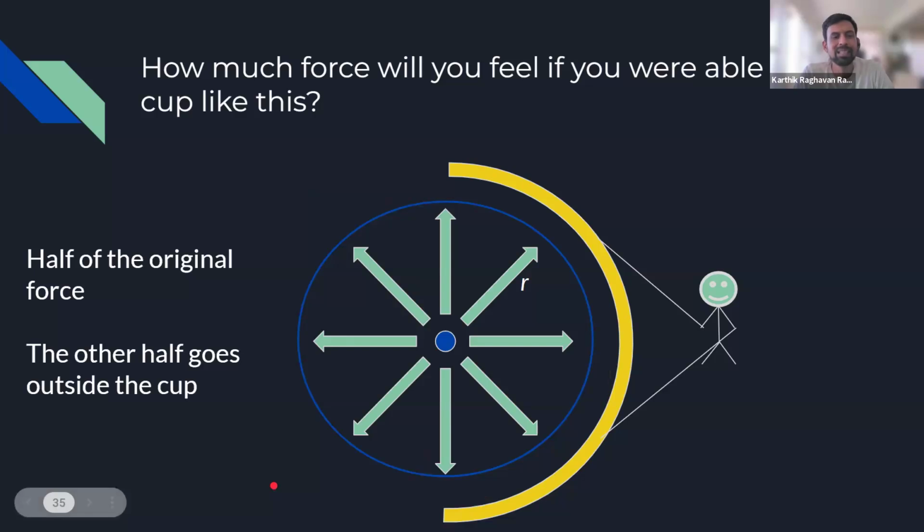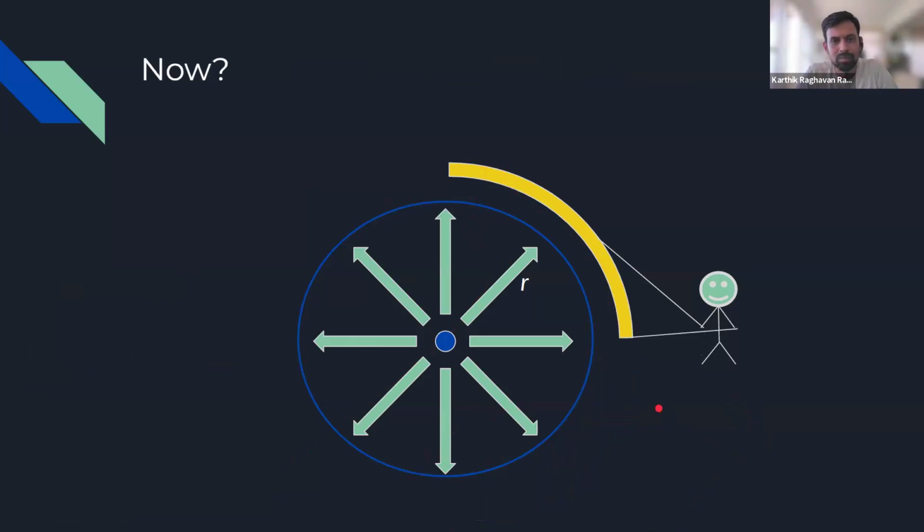So the answer is that half of the original force will hit your hand, correct? Because you are cupping half the bubble. So half of the original force will come and touch your hand, and the other half of the force will not touch your hand and go away. Correct? Now, let's say my cup is like this. So get on to chat and tell me how much of the force will I feel?